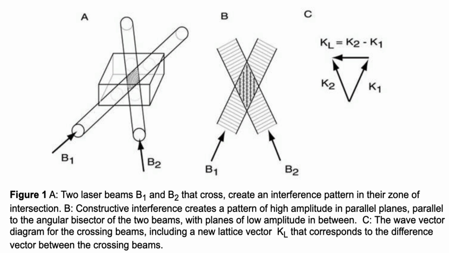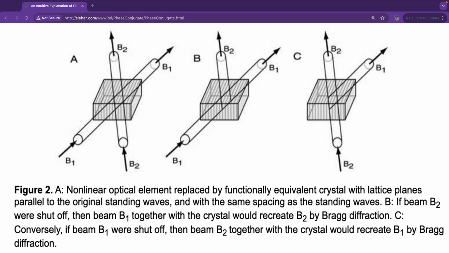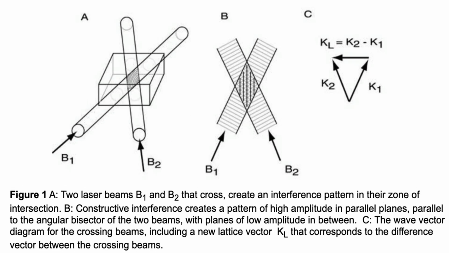As with wave vectors, the direction of this lattice vector KL is normal to the planes of the grating, and the vector magnitude is proportional to the inverse of the spacing between the lattice planes. Figure 2a shows the nonlinear optical element replaced by a functionally equivalent crystal with lattice planes parallel to those of the standing wave. The vector diagram of Figure 1c shows the lattice vector KL that would be required for the phase matching relation dictated by the Bragg condition to hold.